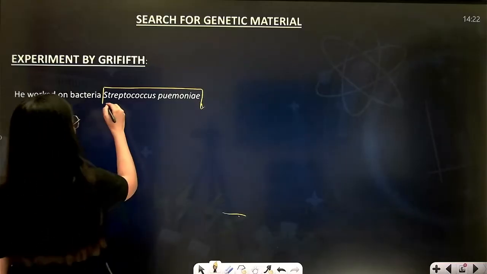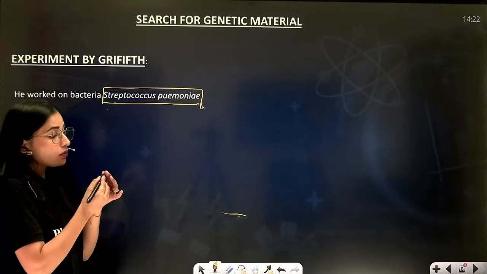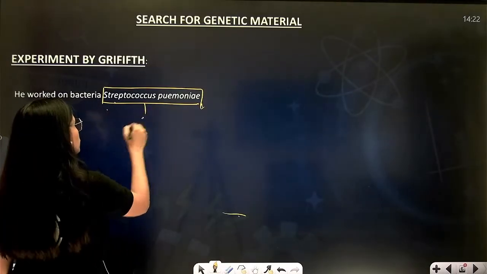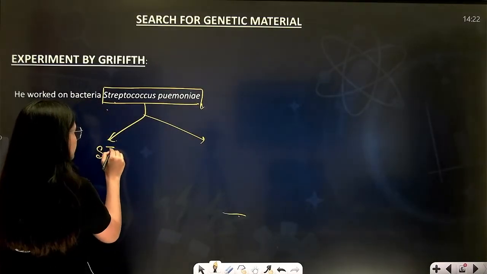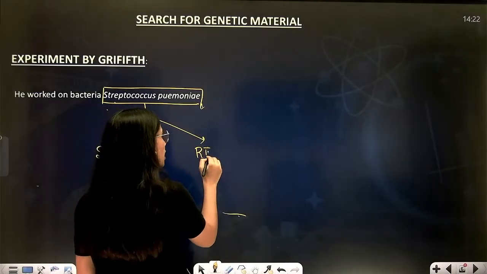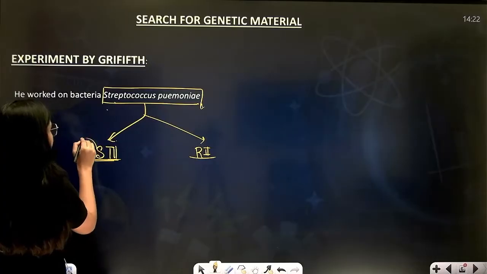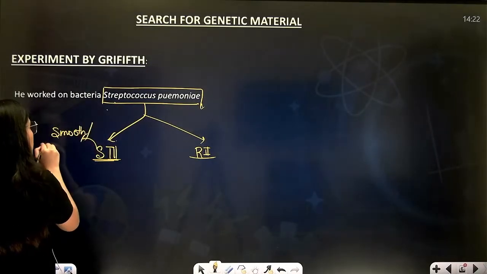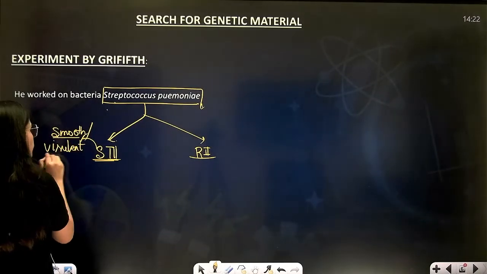Okay, so now we are talking about the bacteria Streptococcus pneumoniae. There can be two types of Streptococcus pneumoniae: one is the S3 strain and another is the R2 strain. S3 strain, S stands for smooth or virulent bacteria.